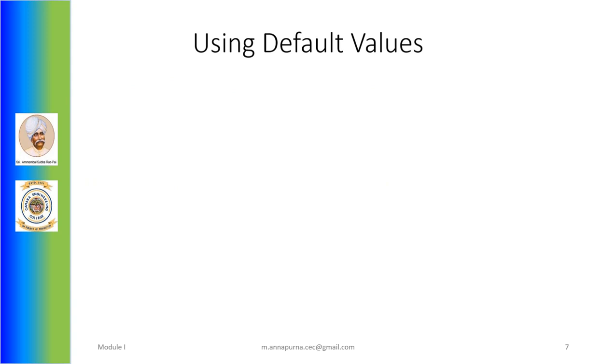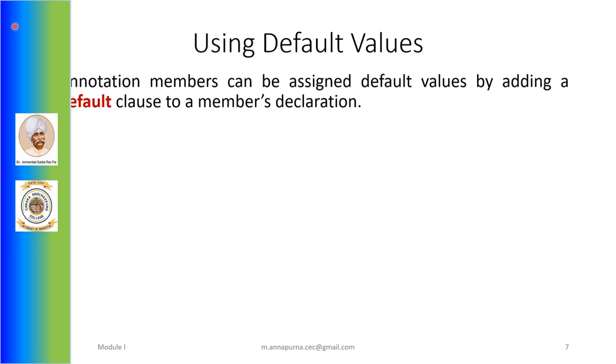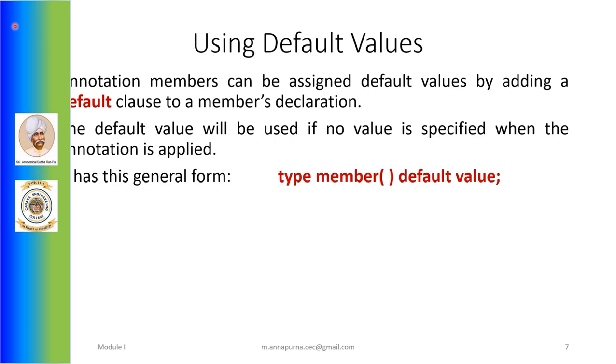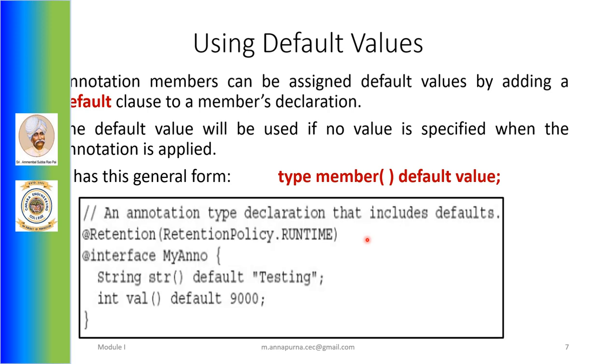Using default values. We can give annotation members default values that will be used if no value is specified when the annotation is applied. A default value is specified by adding a default clause to a member's declaration. It has this general form: type member default value. Here, value must be of a type compatible with the type. Here is an example where the @MyAnno annotation is rewritten to include default values.